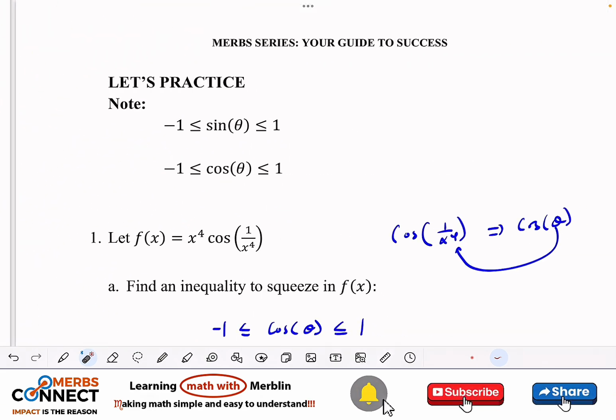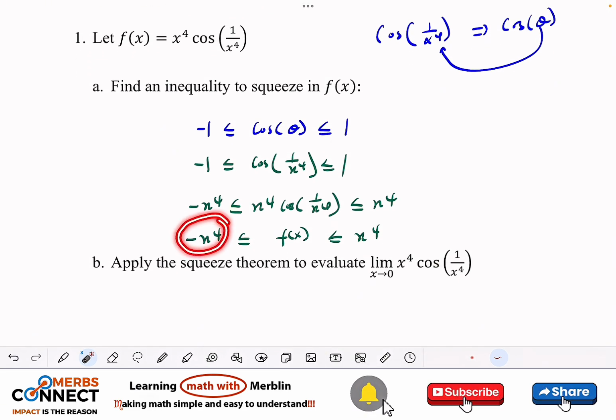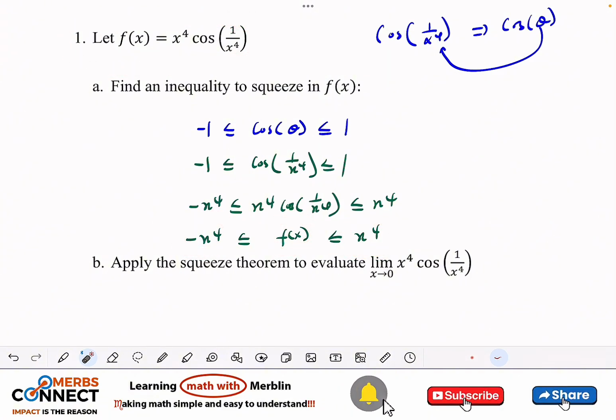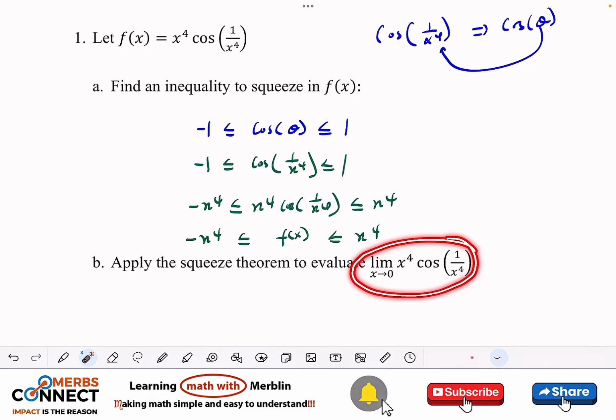So we're able to form something like this, that we have one on the left, one in the middle, and one on the right, which is the same as the function that we have here. So whenever they ask you to set up the inequality, this is how you need to go through the process. Now apply the squeeze theorem to evaluate this.